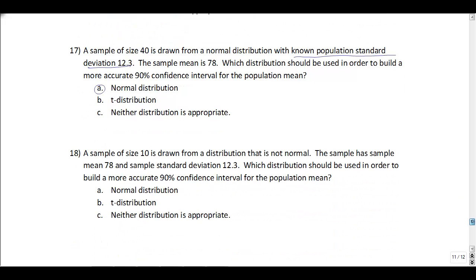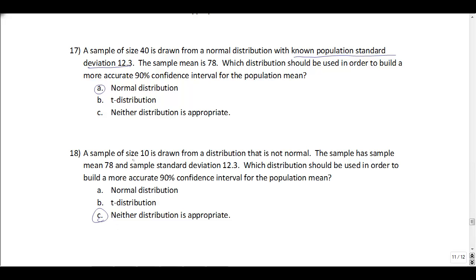Next one. It says a sample of size 10. Okay, 10, that's small, is drawn from a distribution that we don't know is normal. Now at this point, the central limit theorem doesn't apply. It means the x bars, the sampling distribution, aren't necessarily a normal distribution. All of our calculations break down here. So I don't even care what the rest of this says. This just isn't going to work. So I'm going to say neither distribution is appropriate here.